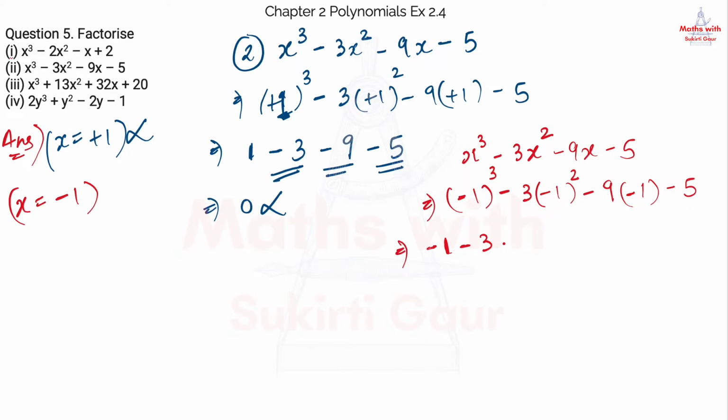Minus 9 into minus 1 will give us plus 9 and minus 5 at the last. Now here we can see that plus 9 we have here. There is no other number with positive sign, and we have minus 1 minus 3 will give us minus 4, and minus 4 minus 5.